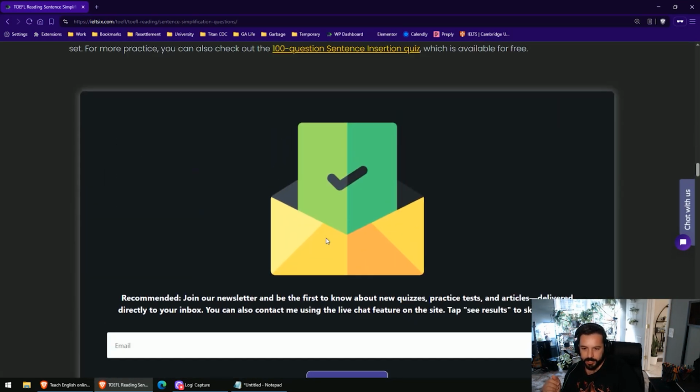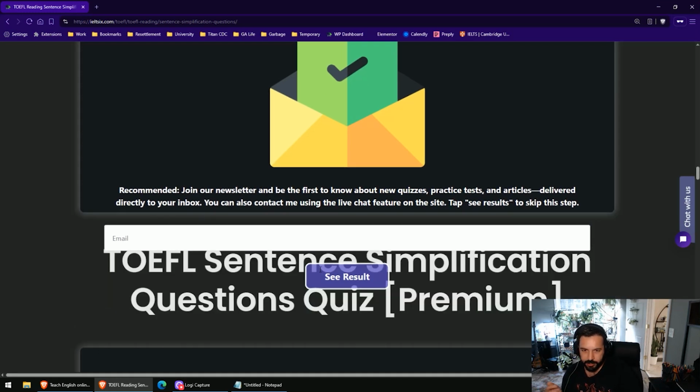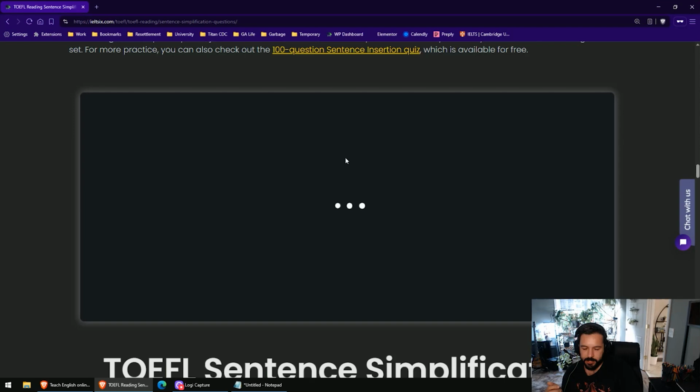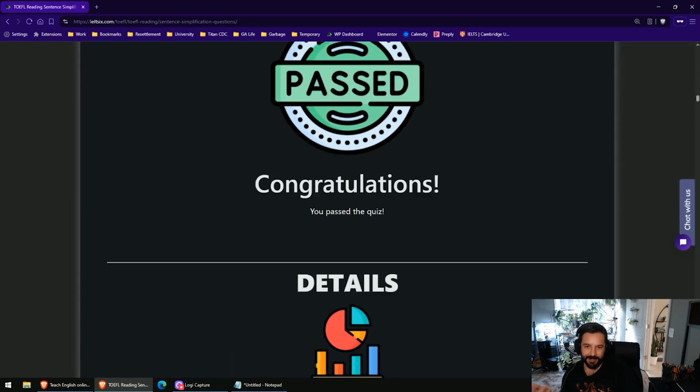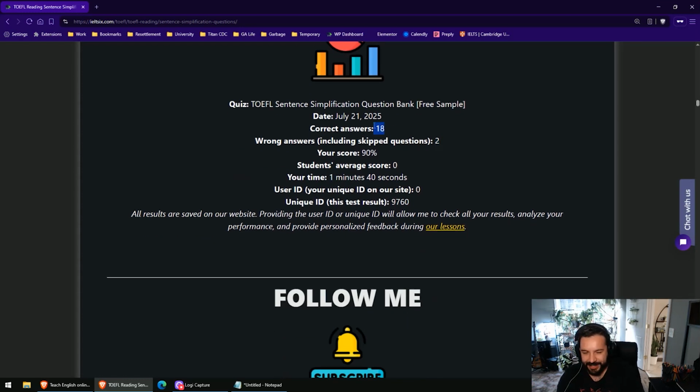When you press finish, you can enter your email address to receive the results and the score that you got. And after you press see result, it tells you how many you answered, how many you didn't, the time. I passed the test. And 90%. Oh, actually, I missed two options. Did I misclick twice? And so yes, 18 correct answers.